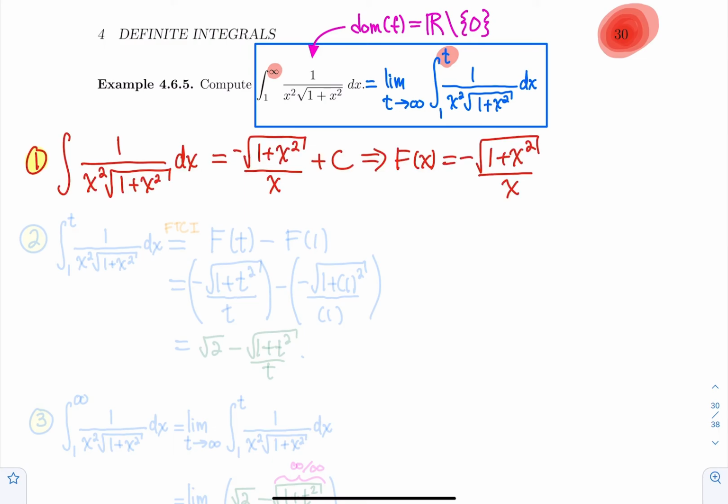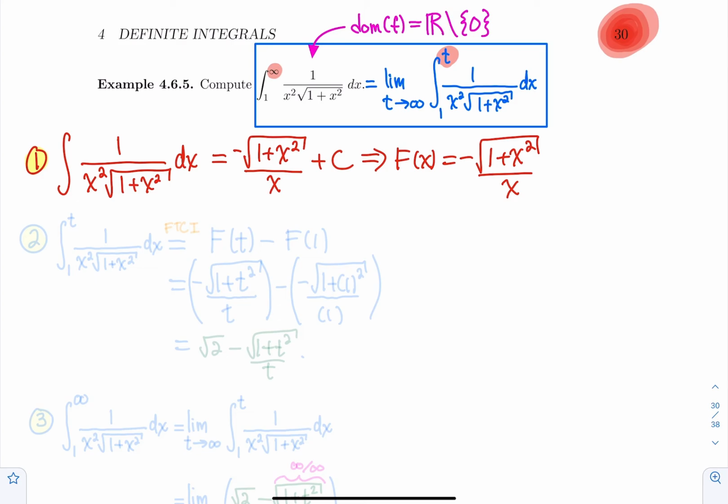As an exercise, you can try it on your own, but a family of primitives for that function is minus the square root of 1 plus x squared over x plus c. And the big F I'm going to use is minus the square root of 1 plus x squared over x, where the c is simply set equal to 0.